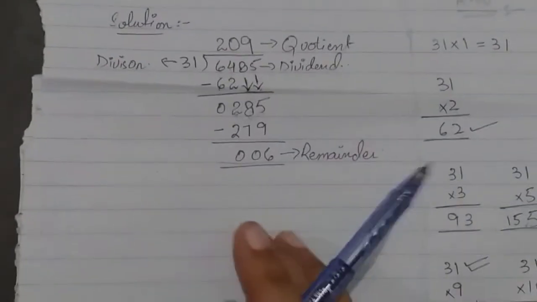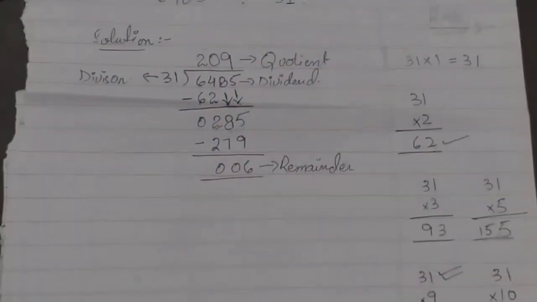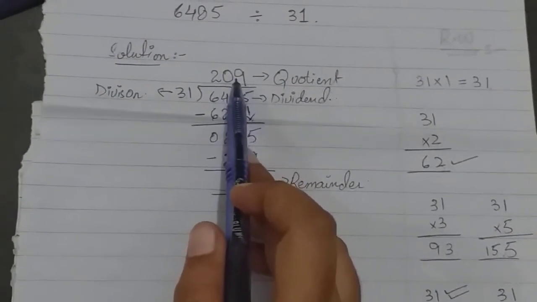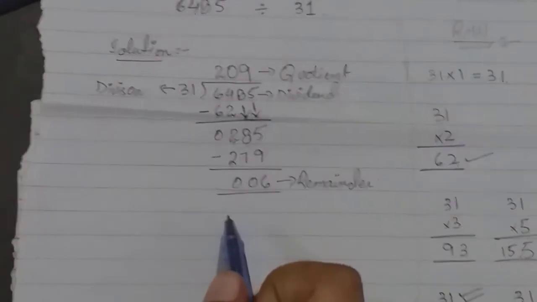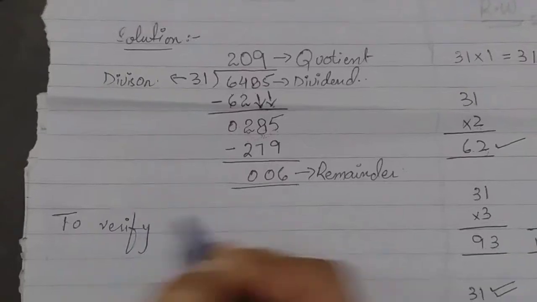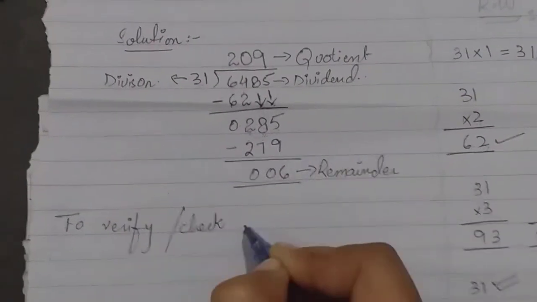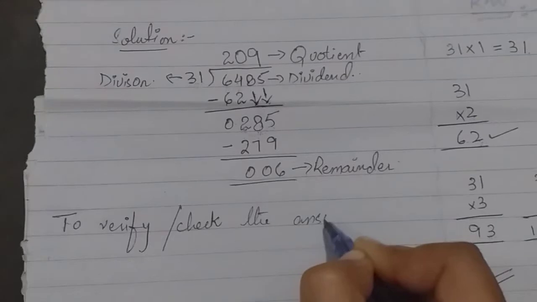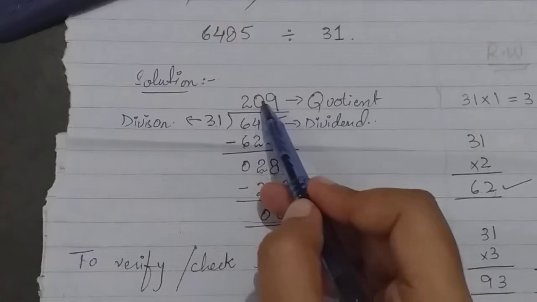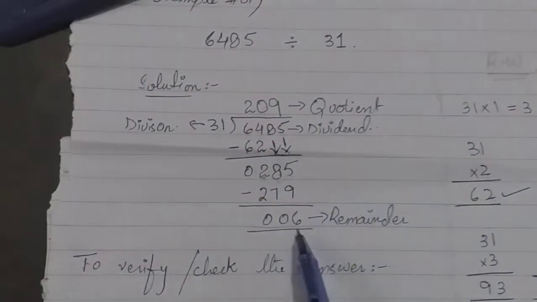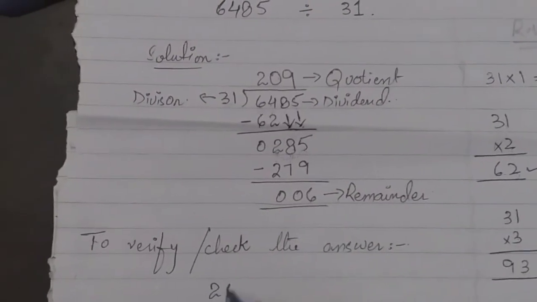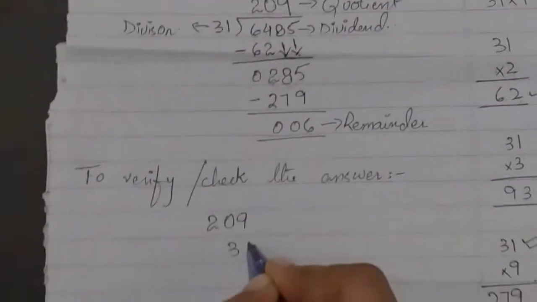Okay. Now if we have done this example and you want to check your answer, whether the answer is correct or not, there is a method for checking the answer. To verify or check the answer, what we will do? We will multiply the divisor with the quotient, and then we will add the remainder. We will multiply quotient by divisor.